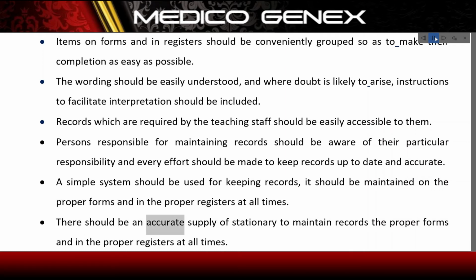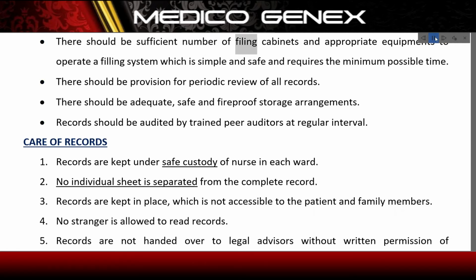There should be an accurate supply of stationery to maintain records, the proper forms and in the proper registers at all times. There should be sufficient number of filing cabinets and appropriate equipment to operate a filing system which is simple and safe and requires the minimum possible time. There should be provision for periodic review of all records. There should be adequate, safe, and fireproof storage arrangements. Records should be audited by trained peer auditors at regular intervals.